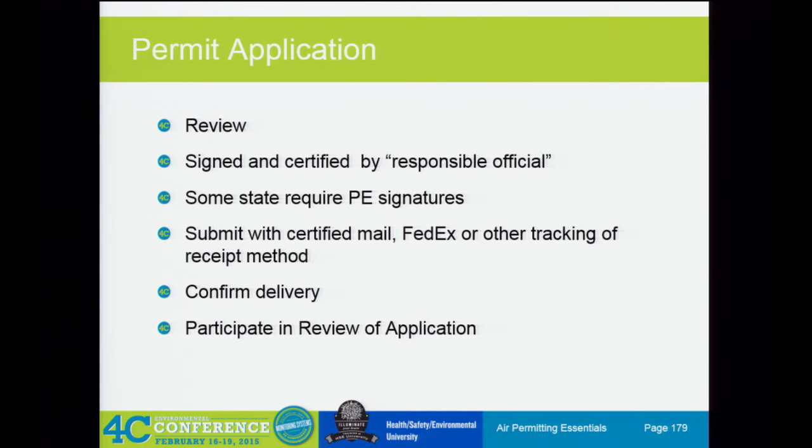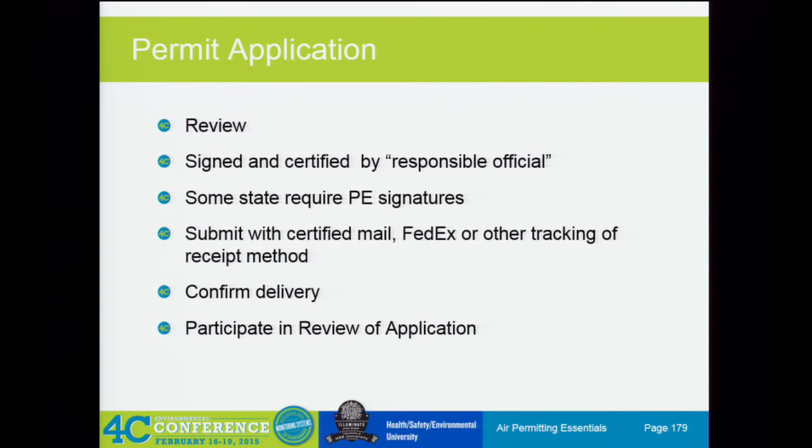There's the review process internally, right? So you'll have your internal review process. Depending on the application, it will need to be signed by a responsible official. So Title V applications, for example, need to be signed by the RO, but a pre-construction authorization doesn't. Depending on the size, some applications require a PE stamp, some don't.